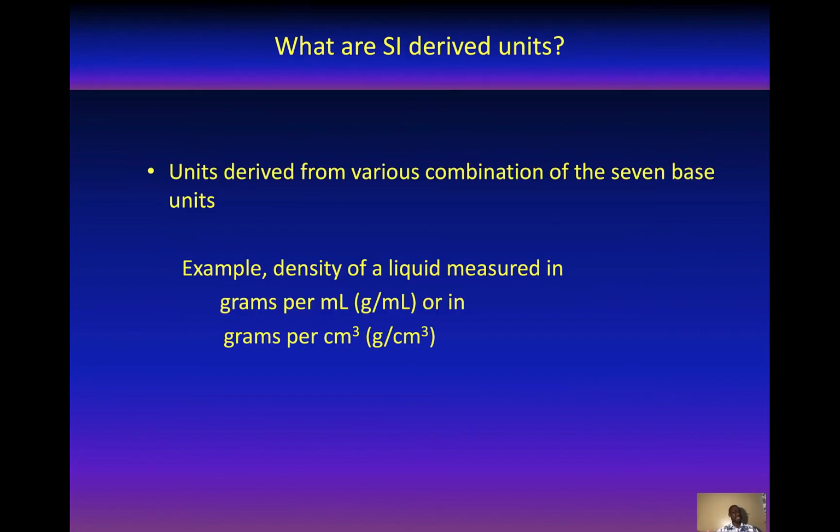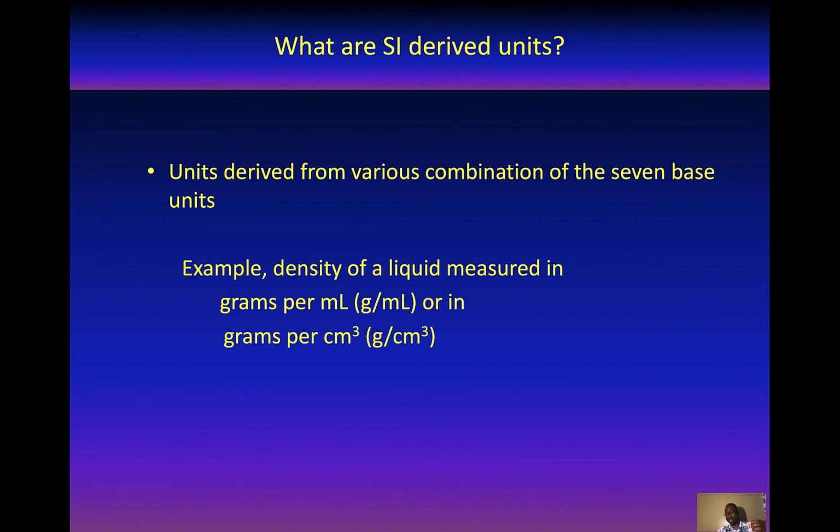Now, what are SI derived units? Now, these are units derived from various combinations of the 7 base units. So an example is density. If you want to find the density of an object or a liquid, you have to measure the mass of the object or liquid, and also you have to measure the volume of the object or liquid. So if you measure the volume of the liquid in milliliters and you measure the mass of it in grams, then that means that density would have units of what? Grams per milliliter, since you have to divide mass over volume to get density.